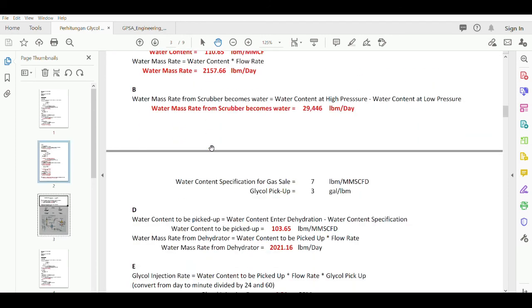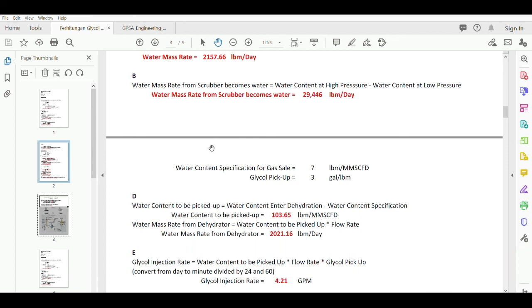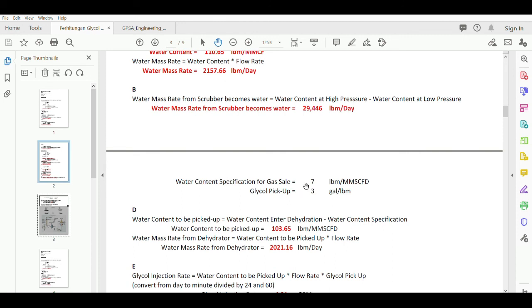Okay, so we almost finished. The water content specification for gas sales is 7 pound mass per million cubic feet. Usually it's a setup. We have to have this number, otherwise we cannot sell anything. So we will continue with the DEG in the next video.